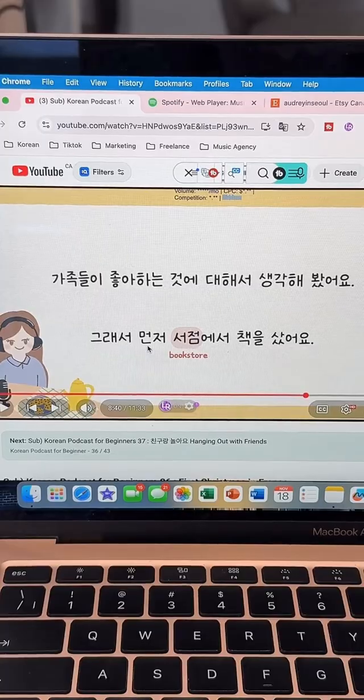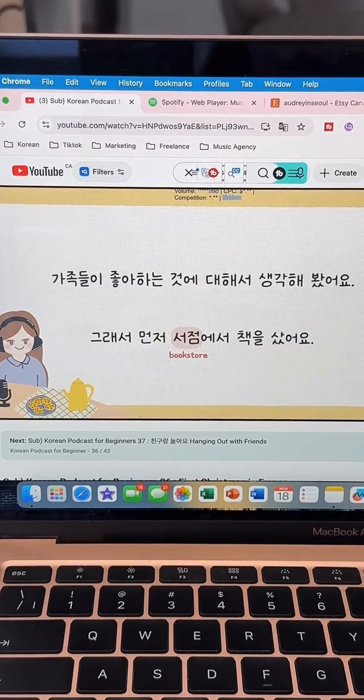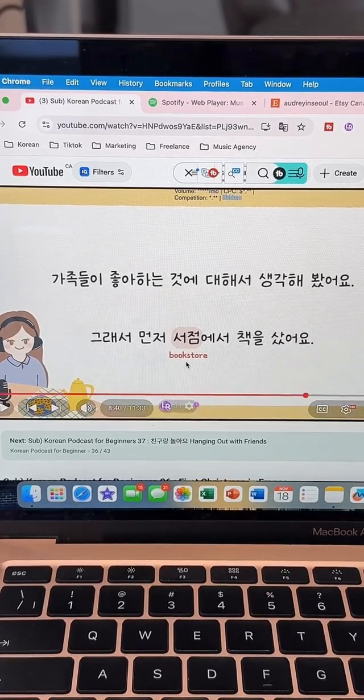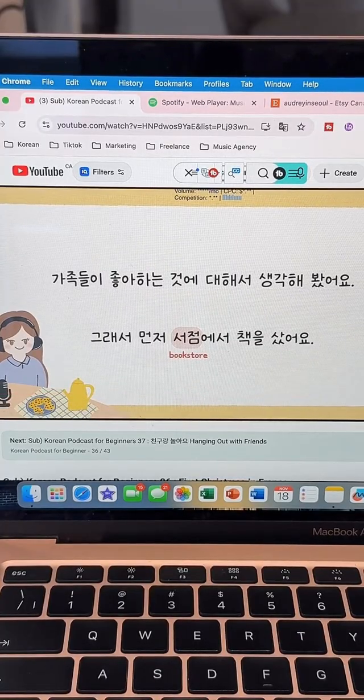We have 서점에서. 서점 is a bookstore. So it is different from 도서관. 도서관 is more like a library where you go there and read books. But 서점 is more like a bookstore, so you go there just to buy books, not to read them. Okay, so technically 도서관 can be both, I think. You can sometimes buy the books, but most of the time it is more like a library, right, that you go there to read. So this is slightly different.